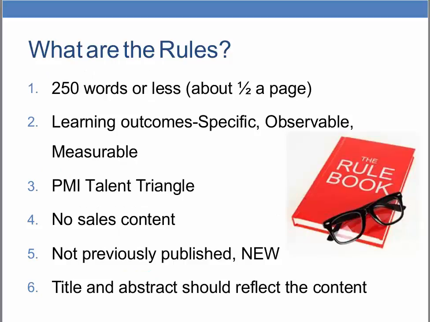Let's talk a little bit about the rules for the abstract submission, because that's what we're focused on today. We request that abstracts be about 250 words or less, which is about half of a page of typed printing. They need to include learning outcomes that you intend for your participants, the attendees, to be able to walk out of your room knowing something different or understanding something. Those learning outcomes should be specific, observable, measurable. We have more information on that later on in this session.